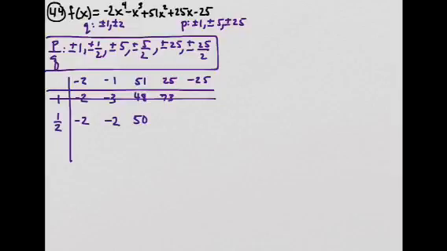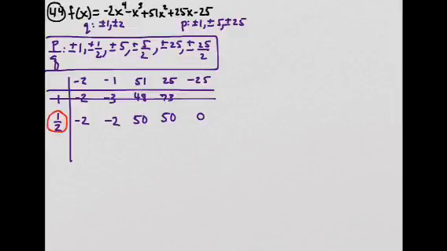Okay, so 25 plus 25, because we're adding it to this 25 right here, that gives us 50 again. And then half of 50 is 25. 25 minus 25, and y minus, because this is negative, is 0. So this one worked. Okay.